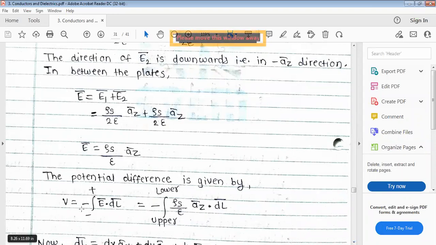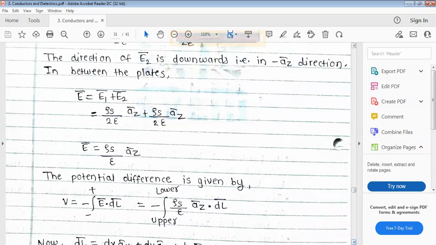So this V is equal to minus integration from minus to plus of E bar dot dl bar. Now what is E bar? E bar is equal to rho s divided by epsilon into unit vector A bar z dot this dl bar. Now we have to write the equation for this dl bar because here we are taking the unit vector A bar z. Now what is dl bar?